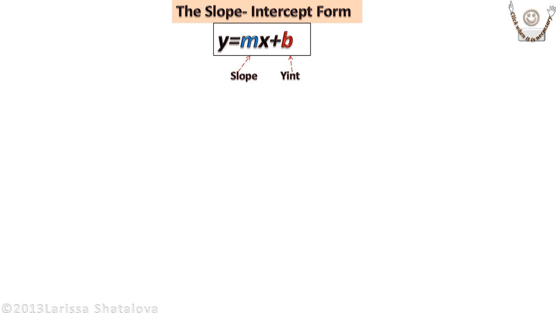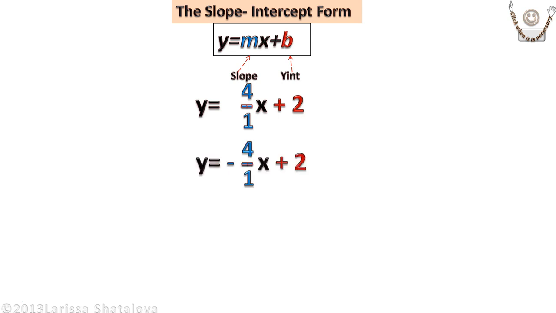Now let's practice more. Example number 1. y is 4/1x and +2. So slope is 4/1 and y-intercept is +2. y is -4/1x and +2. Slope is -4/1 and +2 is the y-intercept. y is -1/4x and -4. -1/4 is the slope and -4 is the y-intercept.